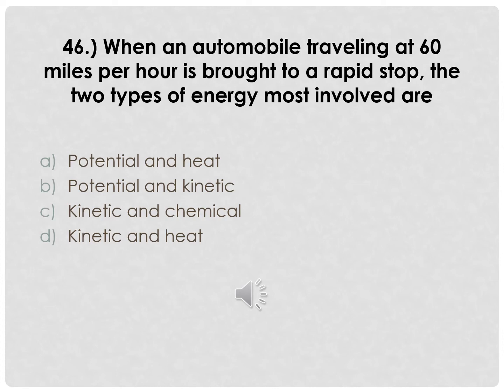So we're left with kinetic and chemical energy or kinetic and heat energy. Since this doesn't involve chemicals, I think we can also rule out letter C, kinetic and chemical. The 2 types of energy most involved are kinetic energy, which is energy in motion, and heat energy, which is the energy due to friction of the tires stopping.